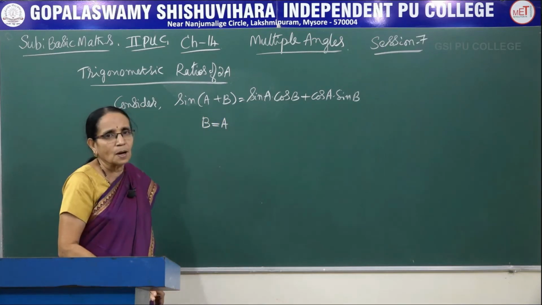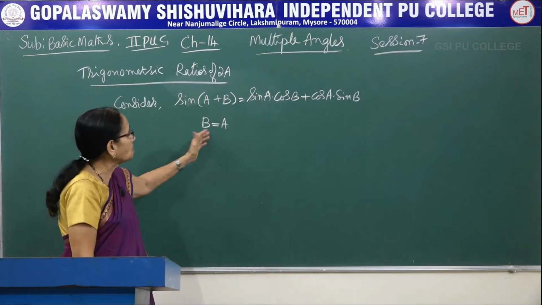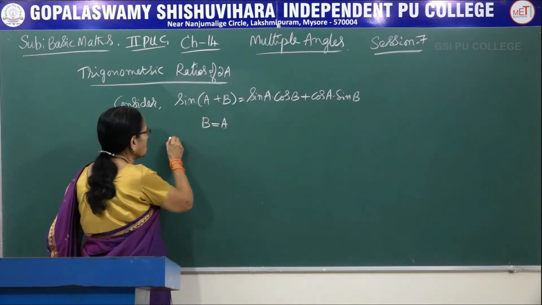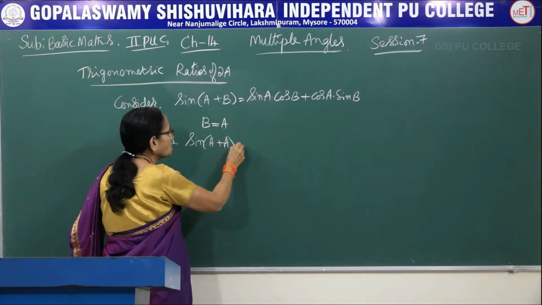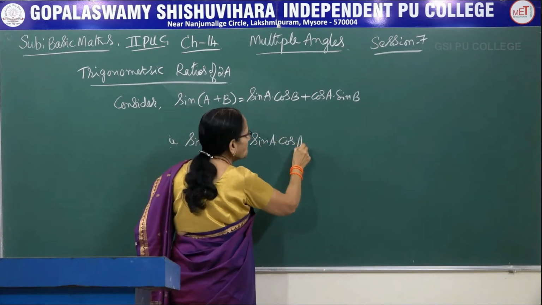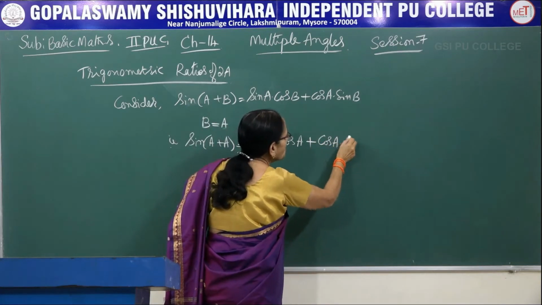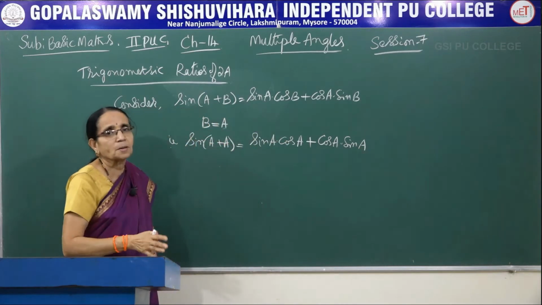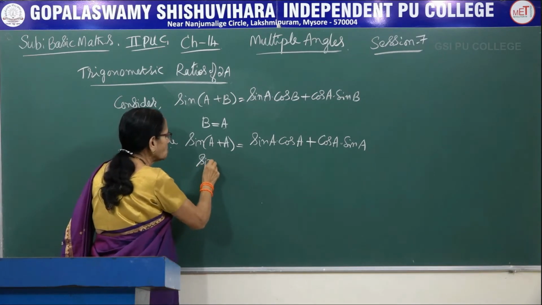A and B can take any value. As a particular case, suppose B takes the same value as A, that means B would be equal to A. Now, wherever B is there, substitute A there. That is, we have sin of A plus A. What is the right hand side? It is sin A into cos B, which becomes cos A. Similarly, write cos A as it is, sin B becomes sin A. So, wherever B is there, it is replaced by A. Now, what is A plus A? Now, this becomes 2A.